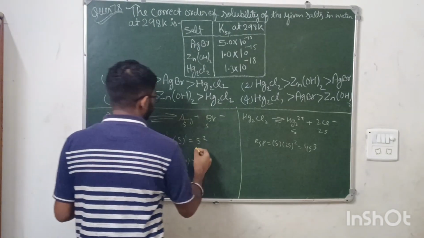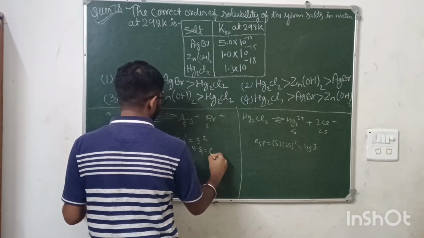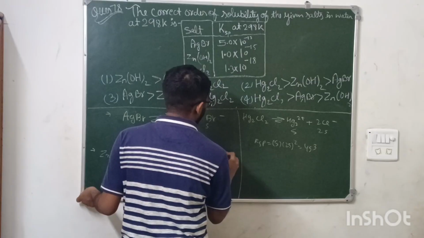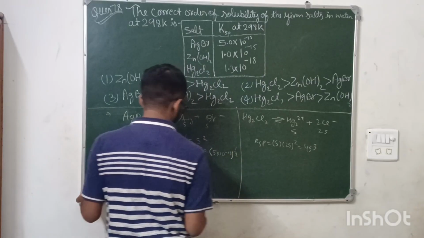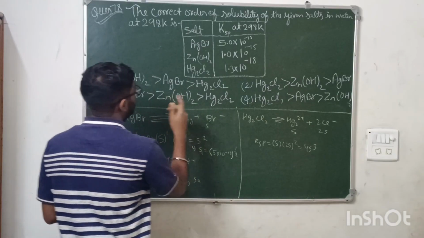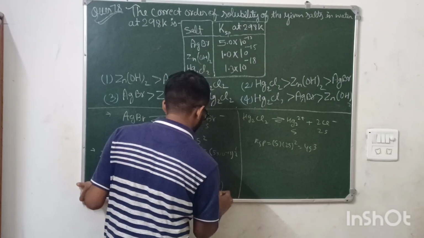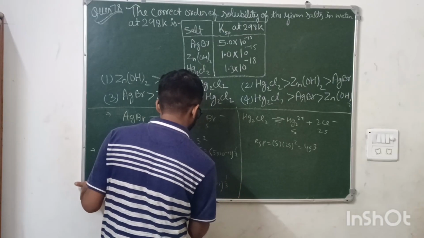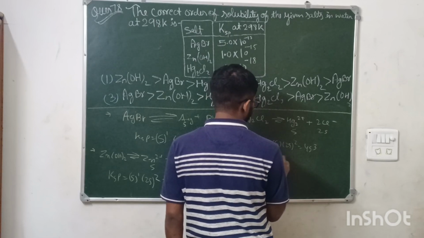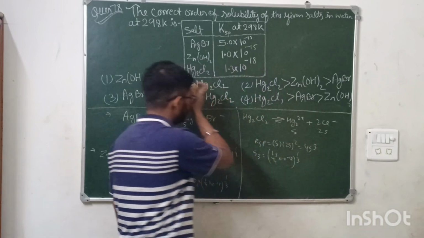You can substitute the values, assuming it as S1. So S1 will be KSP to the power 1 by 2. Here KSP is 5 into 10 to the power minus 13, to the power 1 by 2. And here S2 will be 1 by 4 into 10 to the power minus 15, to the power 1 by 3. And here S3 will be 1.3 by 4 into 10 to the power minus 18, to the power 1 by 3.